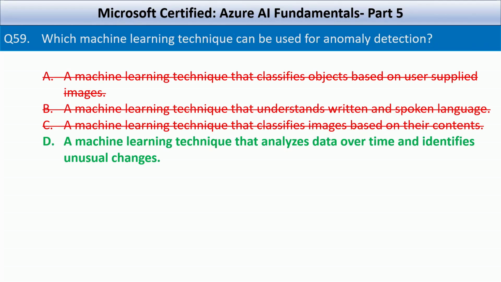Anomaly detection is about spotting data points or patterns that deviate significantly from normal behavior, such as fraud, faults, or unusual spikes. This is commonly done by analyzing data over time to detect sudden, unexpected changes. So, friends, I hope you now understand why option D is the correct answer and what all is being talked about in the other three options.